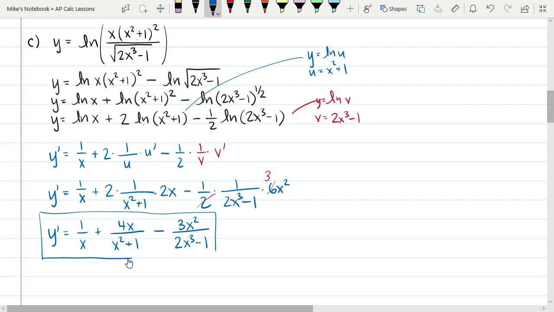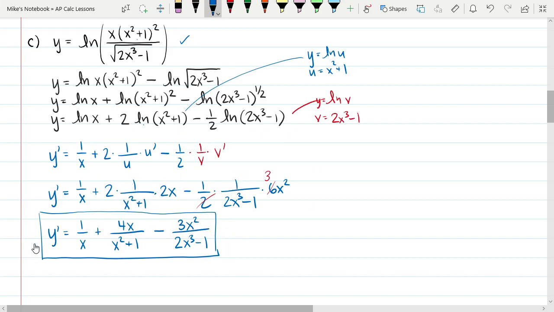So on any future quizzes or tests where I'm just assessing you on finding the derivative of logs, when, not if, when you have a question that looks kind of like this, please do not try to deal with that as a massive chain rule. Make sure you're using those log properties to expand it as much as you can, and then you can find the derivative term by term.